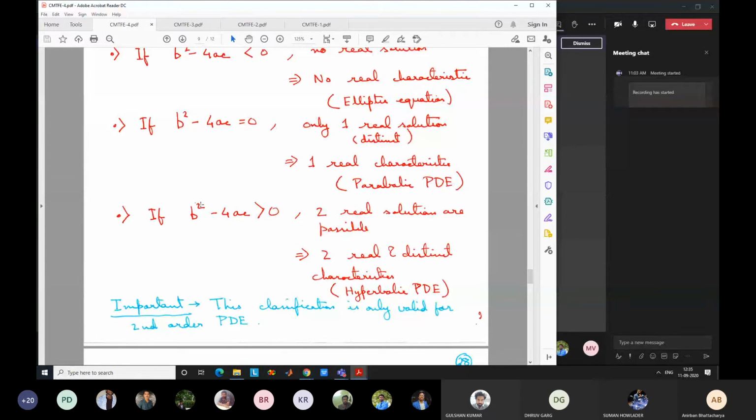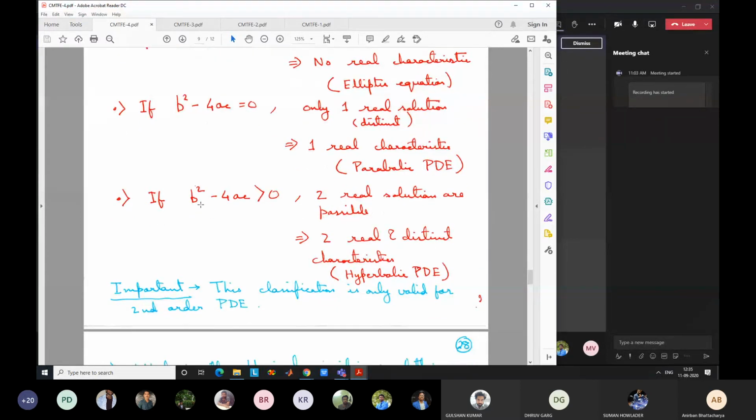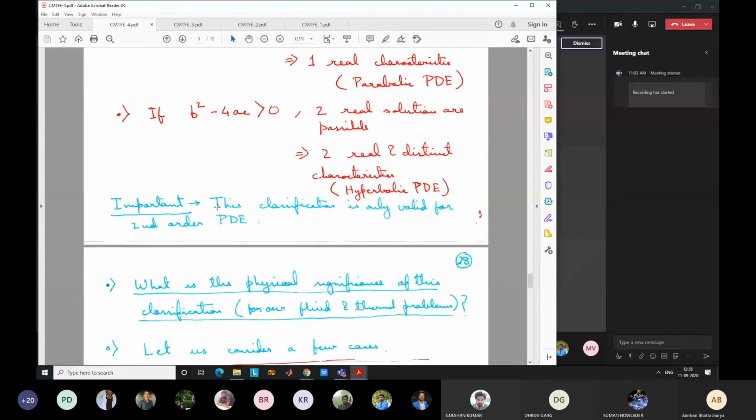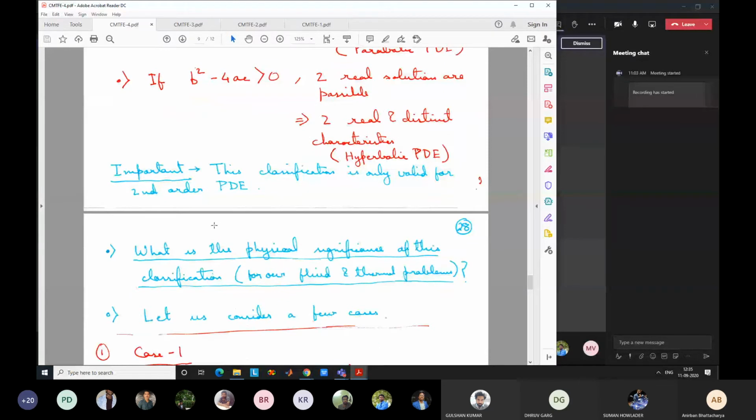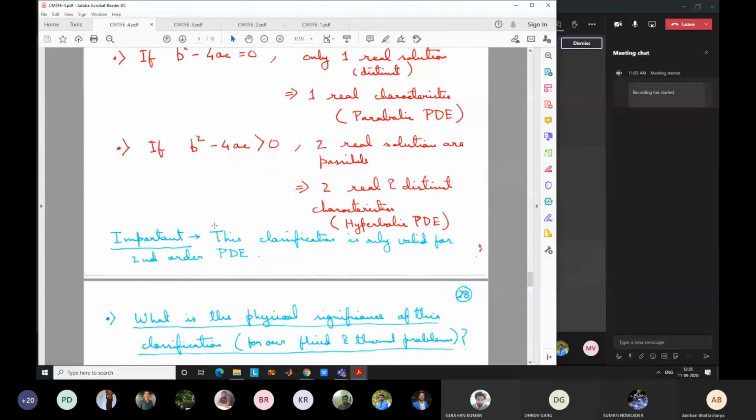We want to find a numerical solution to our CFD problem. We want to use some finite difference, finite volume method. Why are we bothered with all these things? What is the physical significance of this classification for our fluid and thermal problem? Why are we bothered with this? Classification is fine and all is good, but should not only the mathematicians bother with this? Why are we so careful about this?